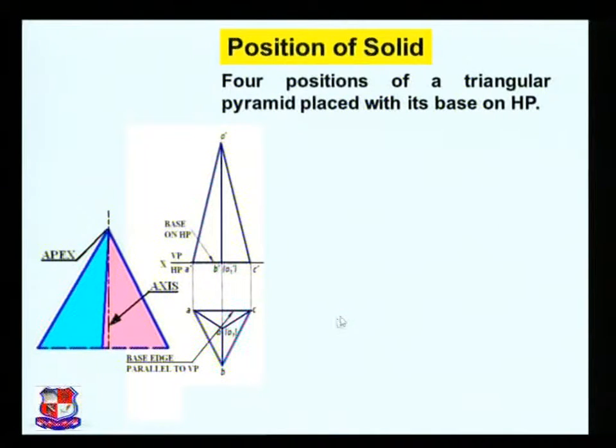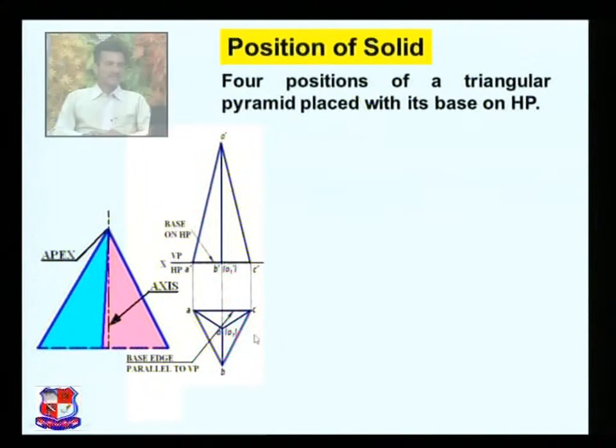The first possible position, that is base edge parallel to the vertical plane. If it is given that the base edge is parallel to VP, then we have to draw its top view such that this side is parallel to the XY line. Say ABC is the triangle, so AC is parallel to the XY line. Then find out its apex point. So for that, find out the midpoint of BC, it is somewhere here, and join that midpoint with point A. So this is one line.